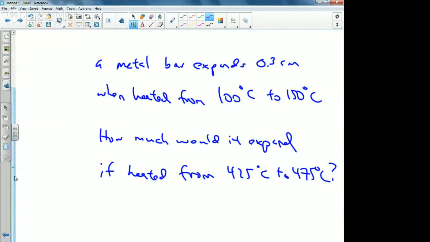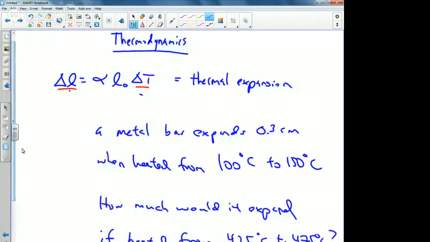Demi? 0.3. Still 0.3 centimeters. Same delta T, same delta L. You don't need to convert to Kelvin. Part of the reason I don't convert to Kelvin is because it's always going to be delta T. So 100 Celsius to 150 Celsius is technically 373 Kelvin to 423 Kelvin, meaning that the delta T is still the same amount. So technically, everything should always be in Kelvin, but the only reason they don't care for this formula is just because it doesn't matter. Okay.